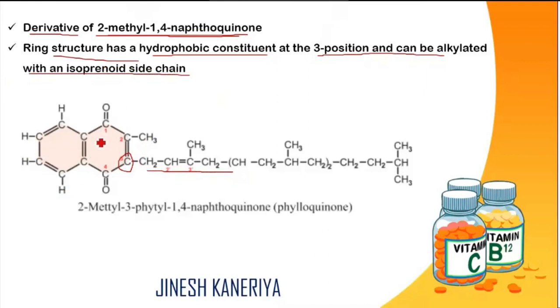So the third carbon is bound with the aliphatic side chain. It contains the two-ring structure, and the hydrophobic part is also available at the third position as an aliphatic chain. This structure is known as 2-methyl-3-phytyl-1,4-naphthoquinone, and the short form of this chemical is phylloquinone. So this is the structure of vitamin K, phylloquinone.